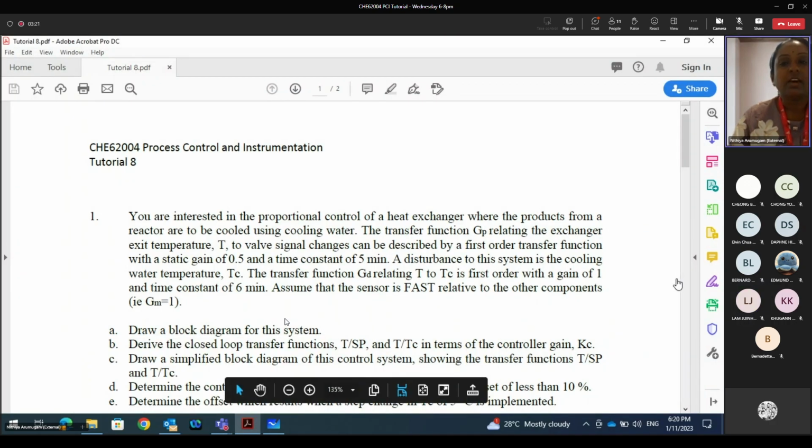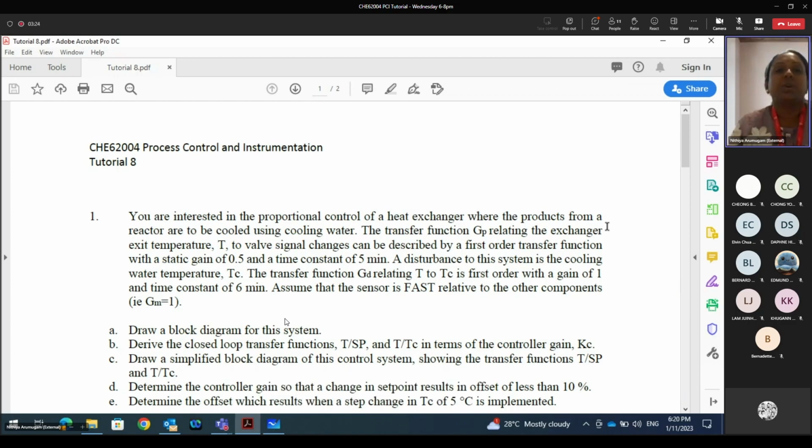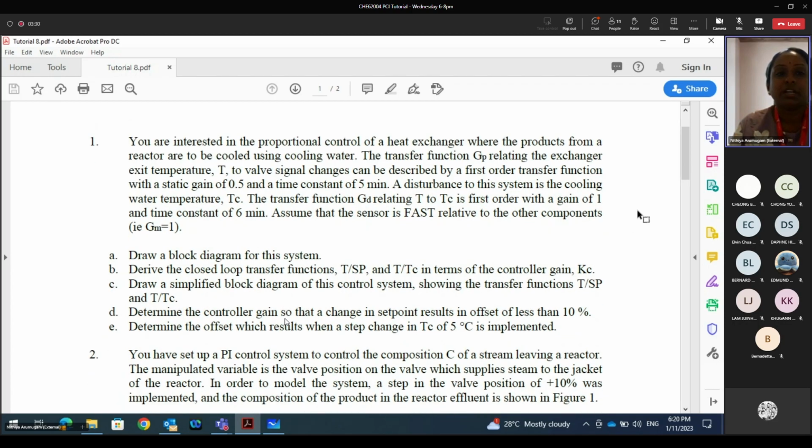Yes. Okay, all right. So the first question, you are interested in the proportional control of a heat exchanger where the products from a reactor are to be cooled using cooling water. The transfer function GP relating the exchanger exit temperature to valve signal changes can be described by a first order transfer function with the static gain of 0.5 and time constant of 5 minutes. So the 0.5 here is the K value and 5 minutes is the tau value.